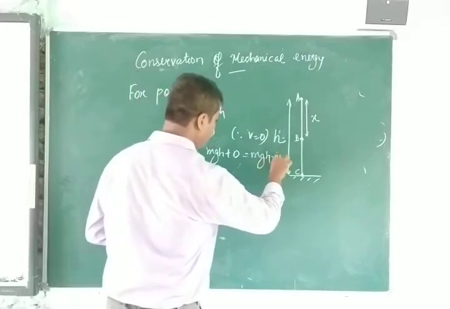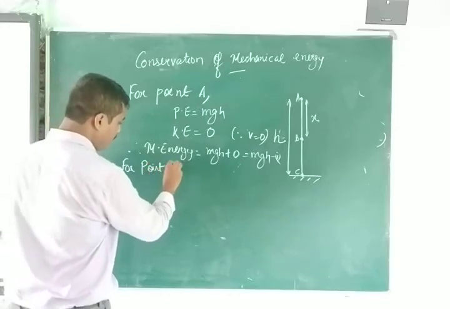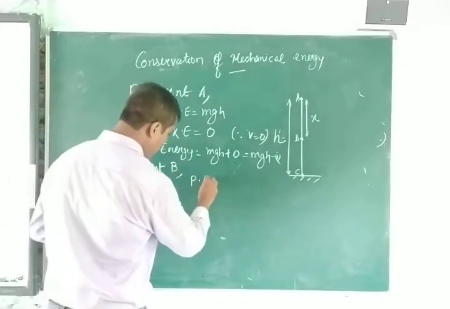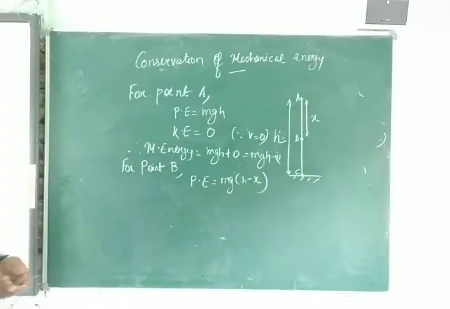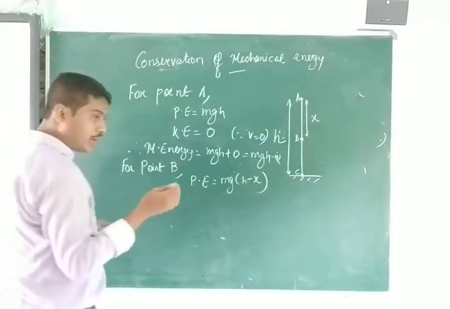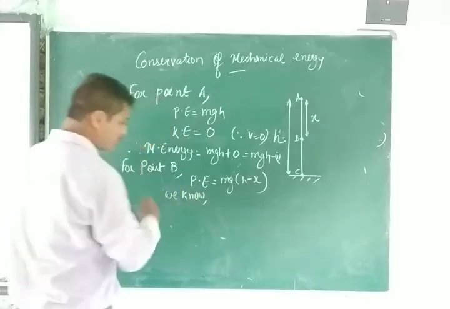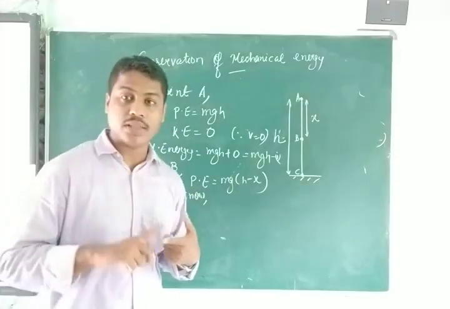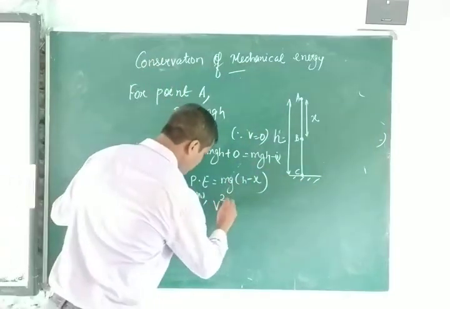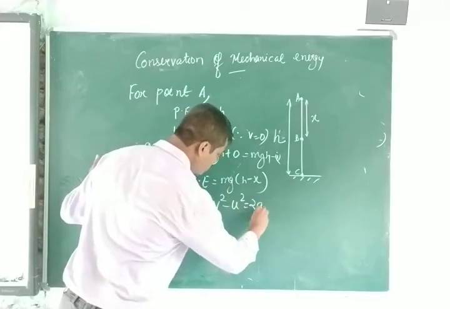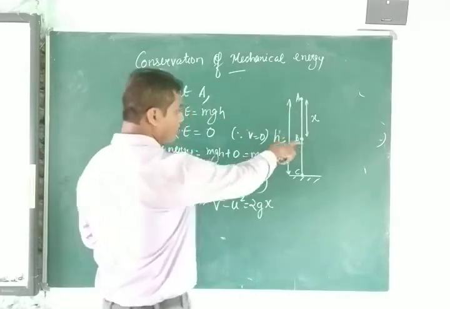Now this is equation number 1. For point B, potential energy will be equal to mg(h minus x). Then let me find out the kinetic energy. We have to find the velocity first, because in the diagram velocity is not given. Let us find out the velocity first. v squared minus u squared is equal to 2gx. How much have you moved from point A to point B?